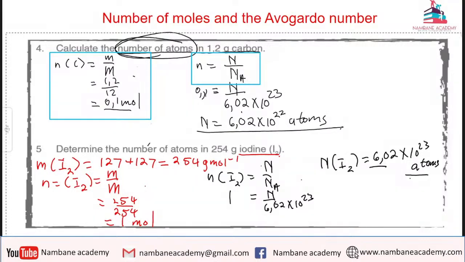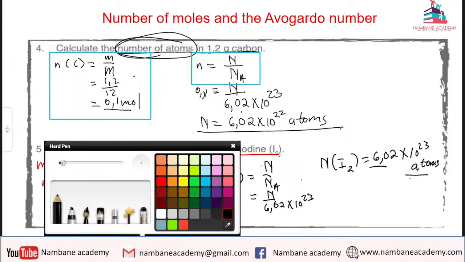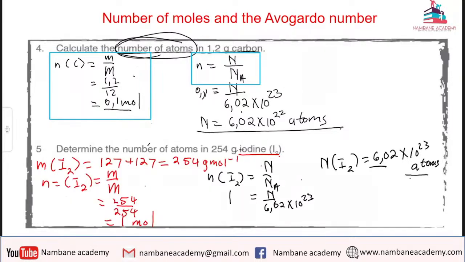Because already some of you made a mistake for iodine. So these mistakes are mistakes that we are trying now to do what? To ensure that we eliminate before we get into more complex stuff.